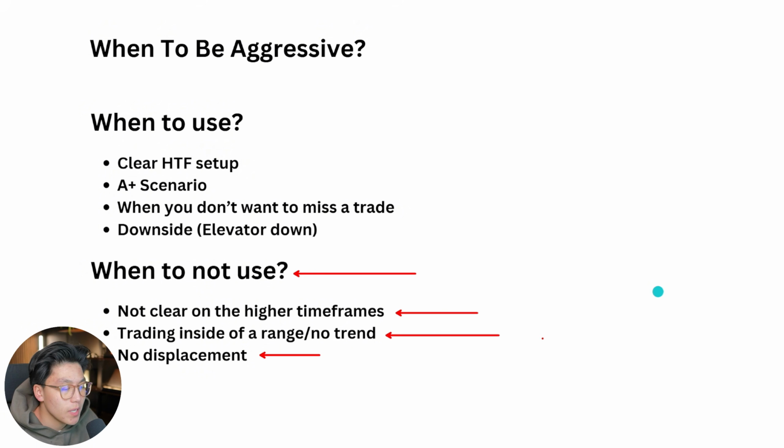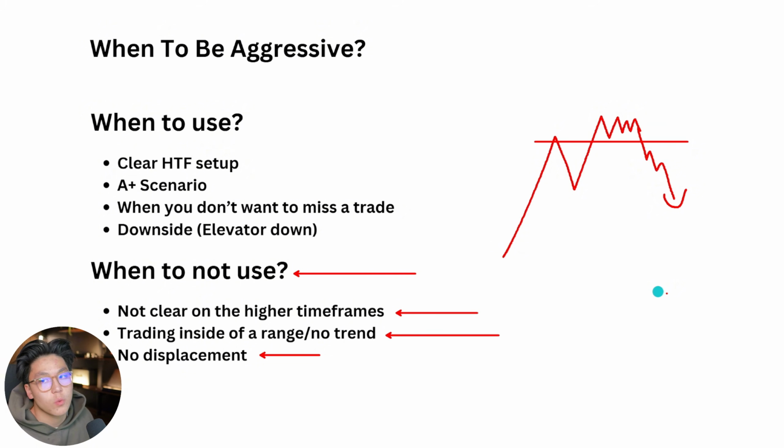When there's no displacement, you really want to be waiting for confirmation, because when there is no displacement, right, that's usually when you'll have those retests where it'll end up faking you out and we'll just continue back towards the downside. So these are the scenarios when you should be more aggressive and when you should lay off the gas.